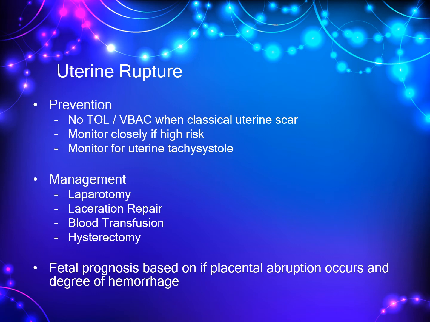Management of uterine rupture would include a laparotomy for repair, repairing lacerations, potentially blood transfusion, and hysterectomy. A hysterectomy could be done if the rupture is large and it's difficult to repair, or if the woman is not hemodynamically stable. Fetal prognosis is based on if placental abruption occurs and the degree of hemorrhage.